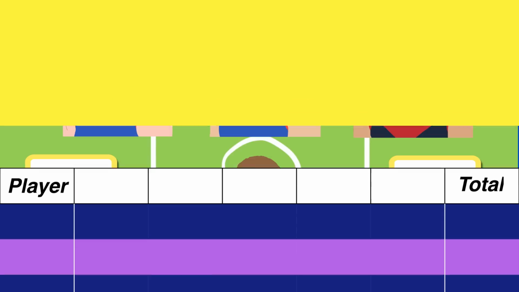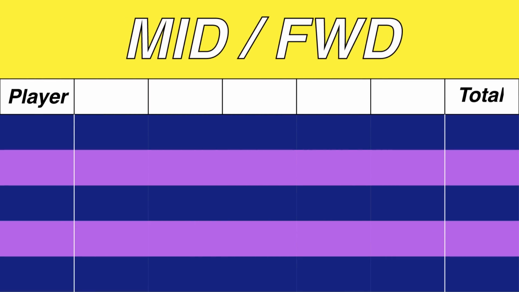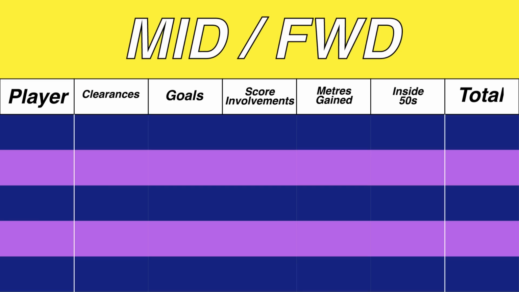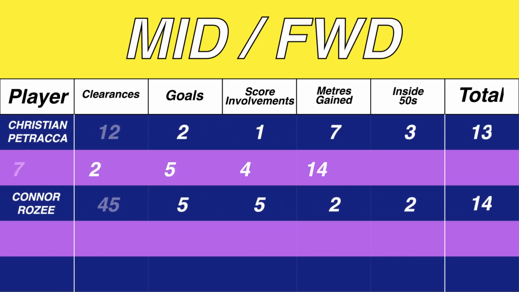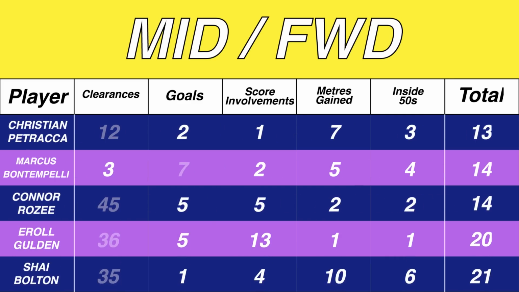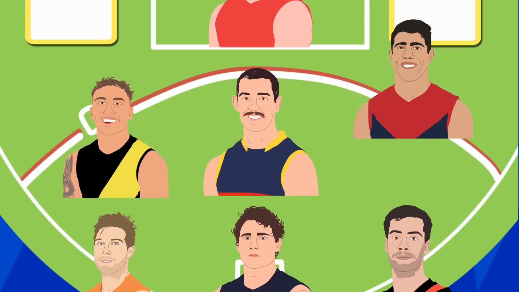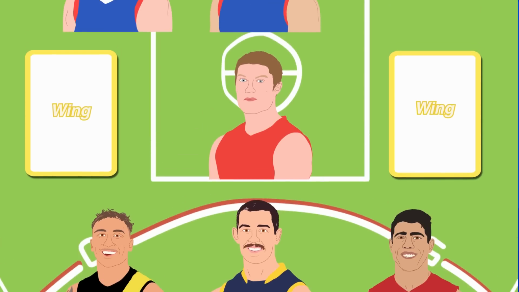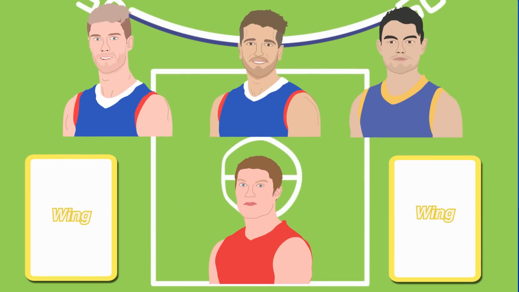For the final mid-forward spot, we shifted even more towards attack and selected clearances, goals, score involvements, inside 50s and metres gained. Christian Petrarca topped the category with a lower score than earlier, ahead of a tied Bontempelli and Rosie. As such, he was shifted down to the flank, and the next best complete midfielder, Lachie Neale, was added to the side.